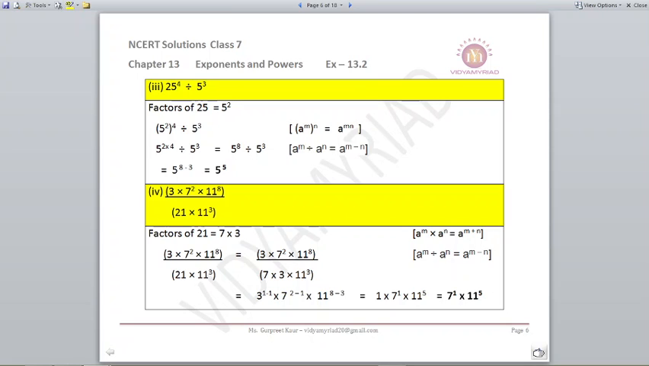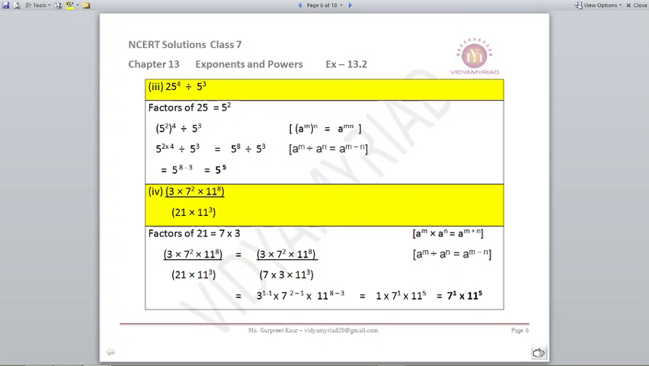Fourth part. 3 into 7 square multiplied by 11 raised to power 8 divided by 21 into 11 raised to power 3. Now here 21 can be further split into 3 into 7 or 7 into 3. So I will rewrite it as 3 multiplied by 7 square multiplied by 11 raised to power 8 divided by 7 into 3 into 11 raised to power 3.